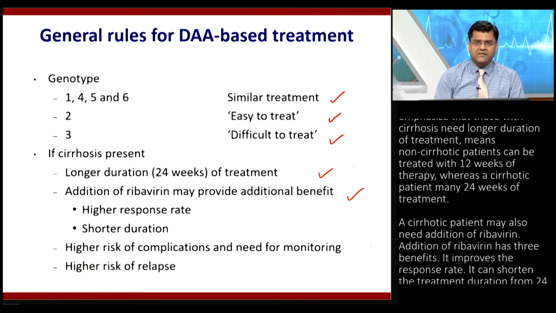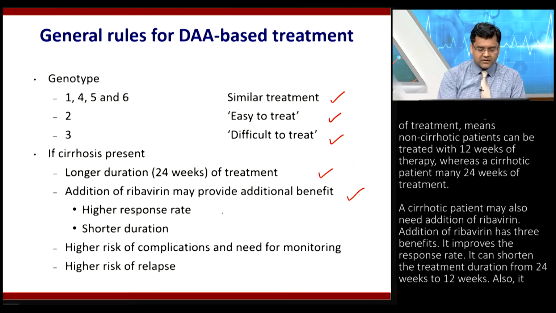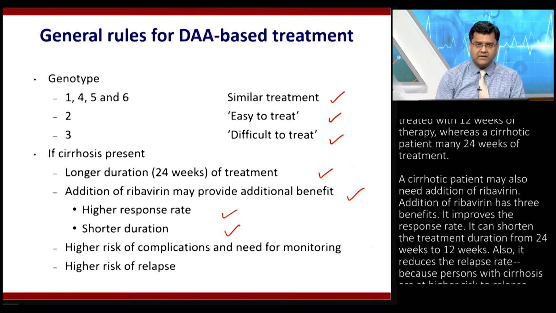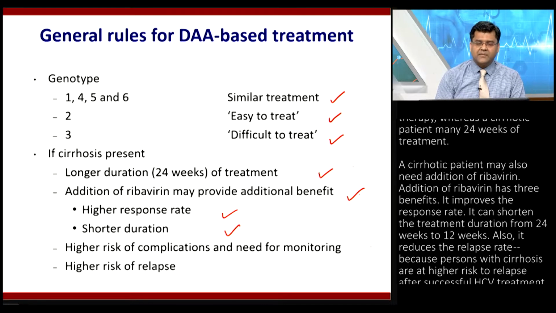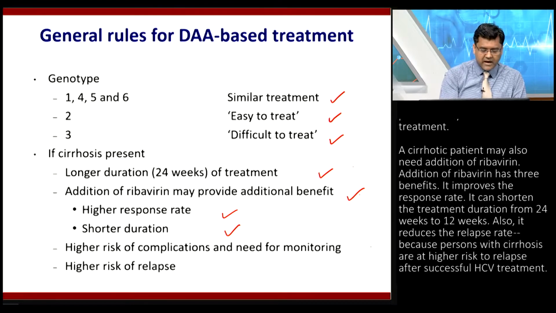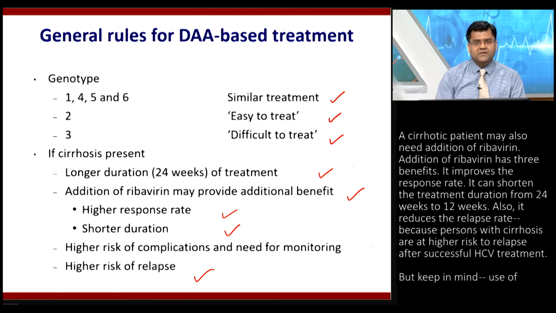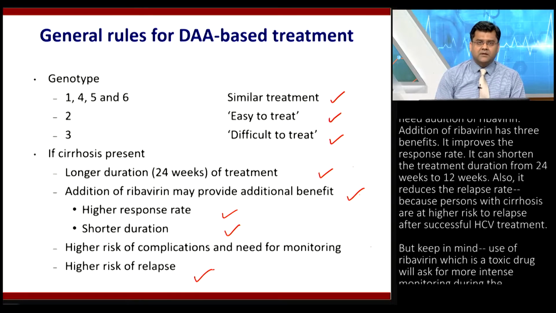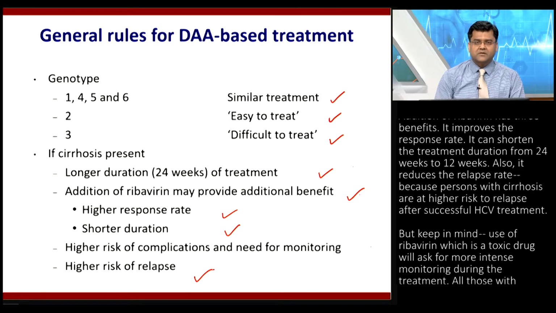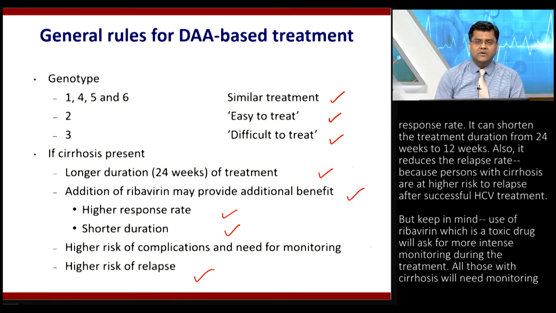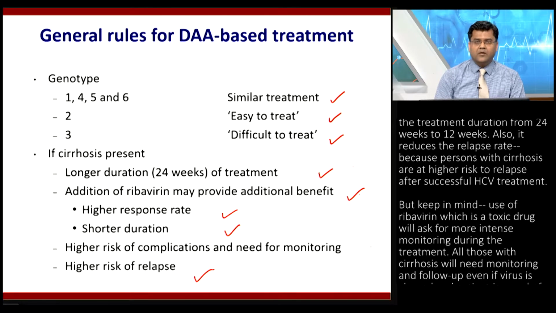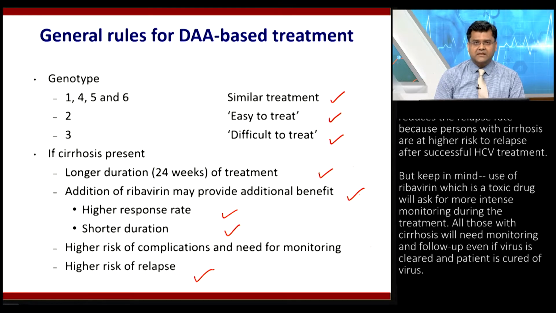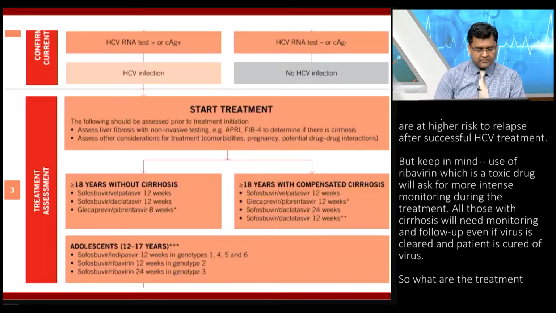Addition of ribavirin has 3 benefits. It improves the response rate. It can shorten the treatment duration from 24 weeks to 12 weeks, and it also reduces the relapse rate, because cirrhotics are at higher risk of relapse after successful HCV treatment. But keep in mind, use of ribavirin, which is a toxic drug, will call for more intense monitoring during the treatment. All those with cirrhosis will need monitoring and follow-up even if the virus is cleared and the patient is cured of the virus.